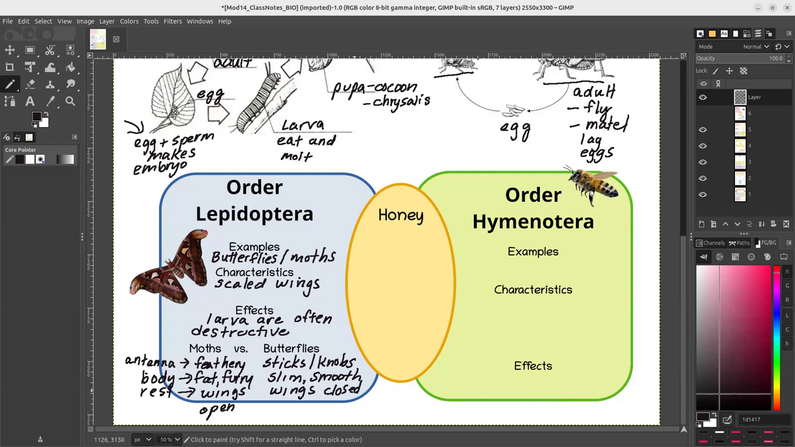Now let's talk about order Hymenoptera. Examples: bees, wasps, and ants. Characteristic, they have membranous wings. Remember, those are the clear wings, and you can see the veins on them. They are social insects, which means that they live in colonies.